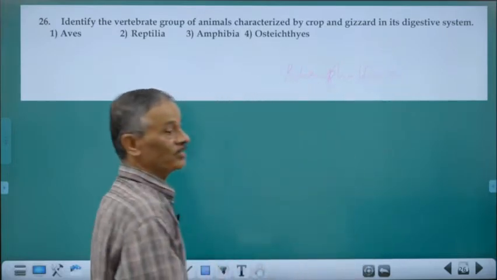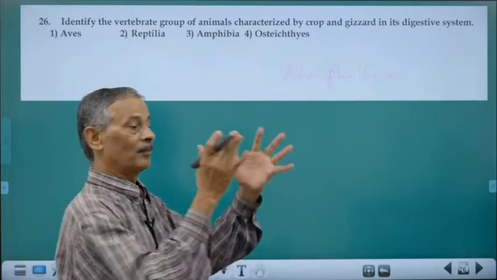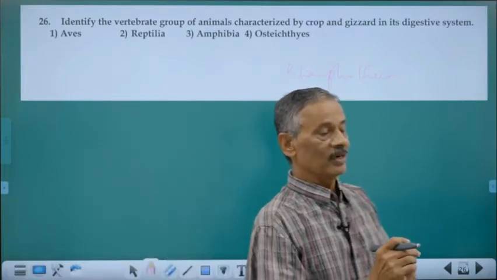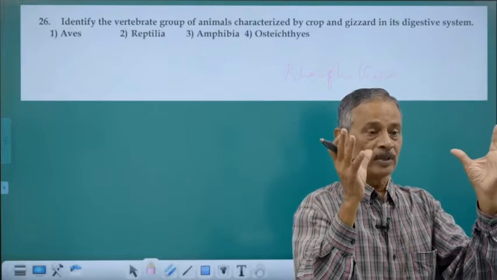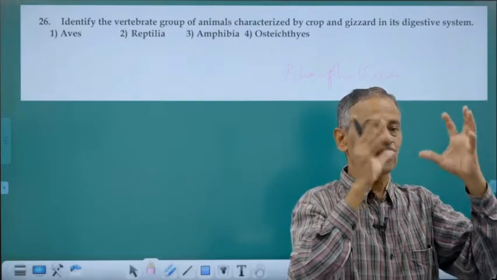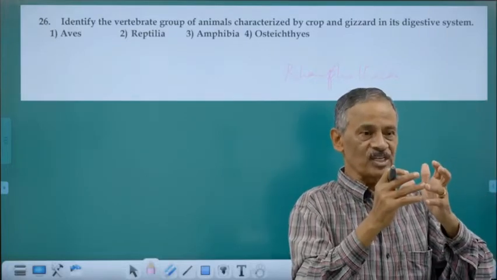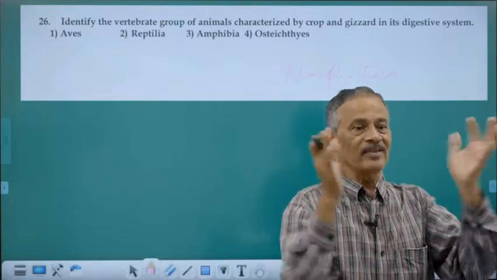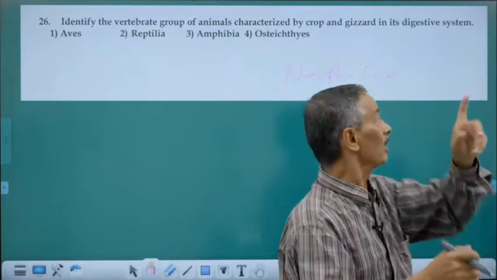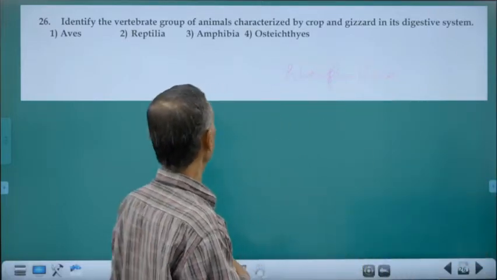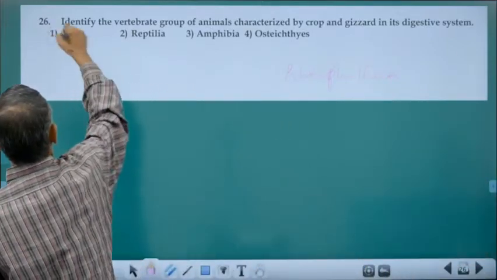So how is the food pulverized? For that, there are two chambers. Following the esophagus, there is a crop in which food material is soaked, stored for some time, and mixed with the secretions so that it is soaked, and then ground with the powerful muscles of the gizzard. That is the grinding mill. It is seen in birds. So, yes.